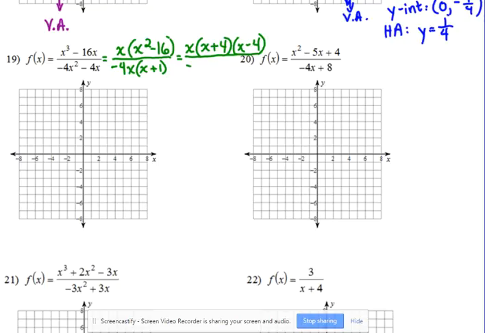Okay, and that's as far as that'll factor, so I'm just going to bring that over here under what I've already factored for the numerator. Okay, does anything cancel?